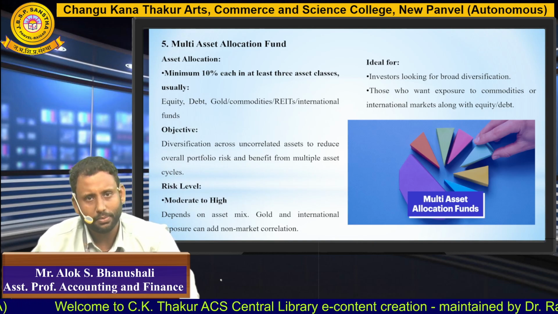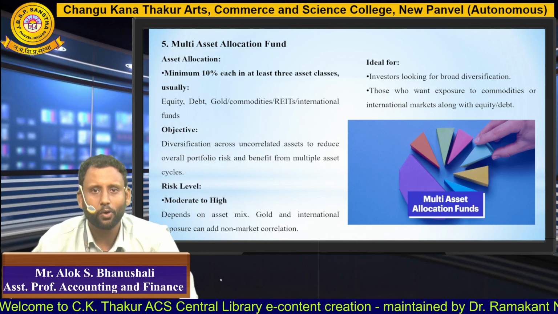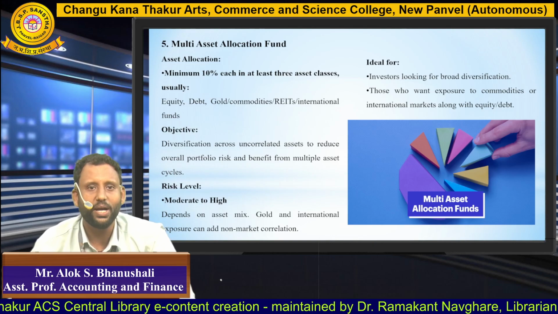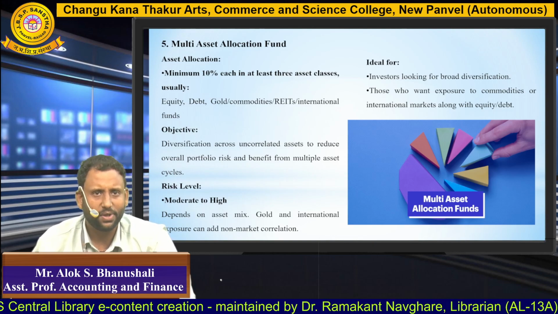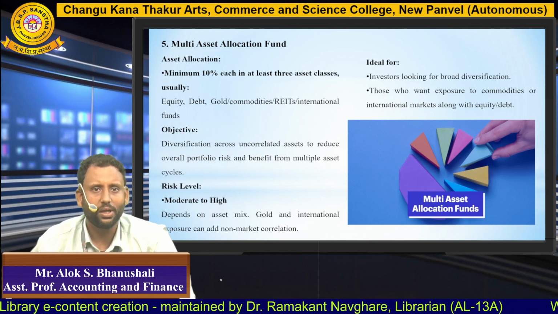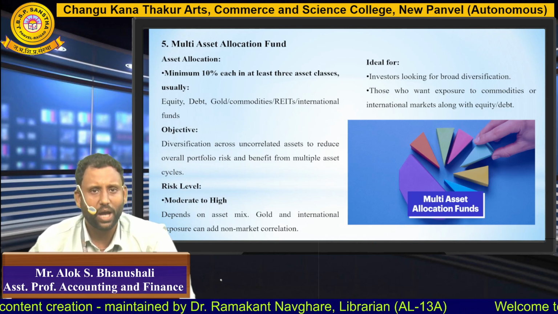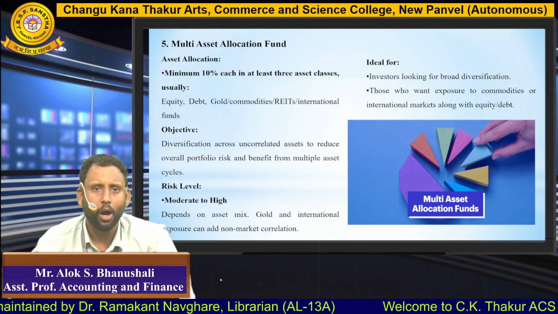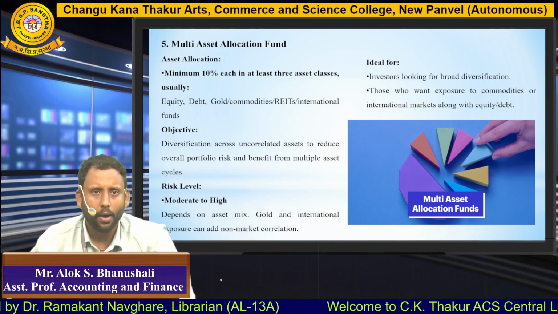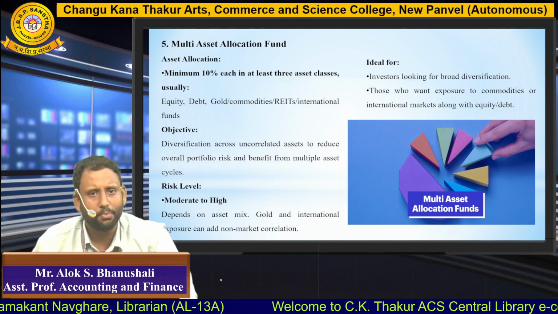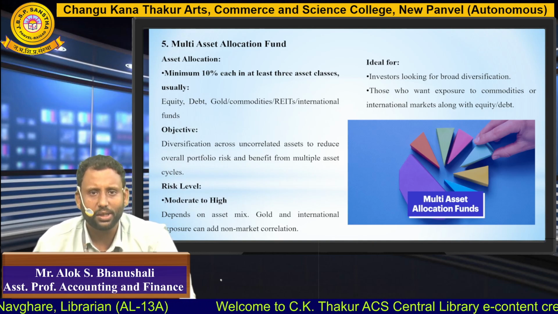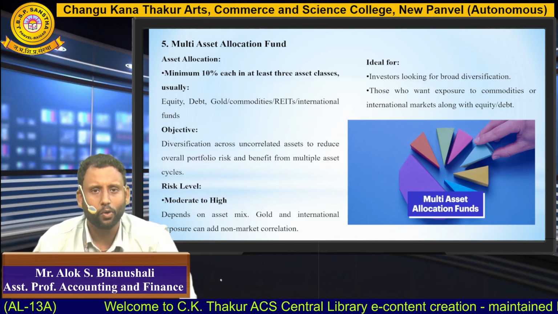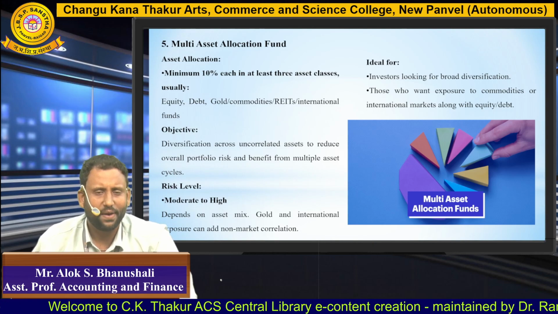The objective is simple: diversification across uncorrelated assets to reduce overall portfolio risk and benefit from multiple asset cycles. So we have to invest in a variety of assets to diversify our money and reduce the overall risk of the fund. The risk level will be moderate to high. It also depends on the asset mix. Gold and international exposure can add non-market correlation also. So the risk level is moderate to high.